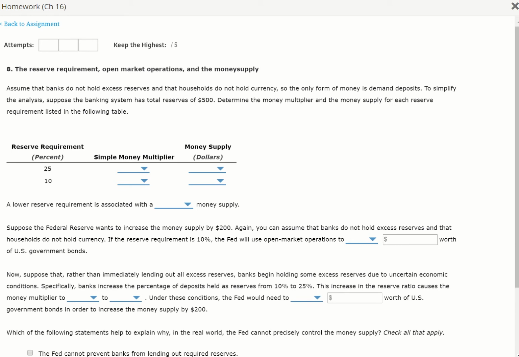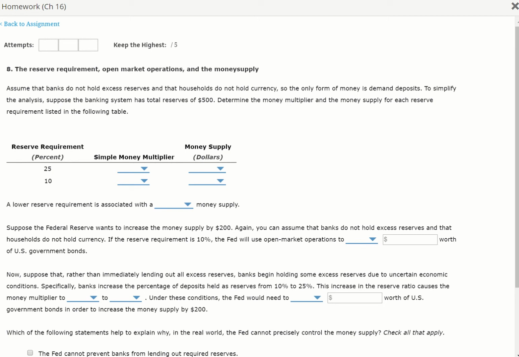Assume the banks do not hold excess reserve and the households do not hold currency, so the only form of money is demand deposit. To simplify the analysis, suppose the banking system has total reserve of $500. Determine the money multiplier and the money supply for each reserve requirement listed in the following table.